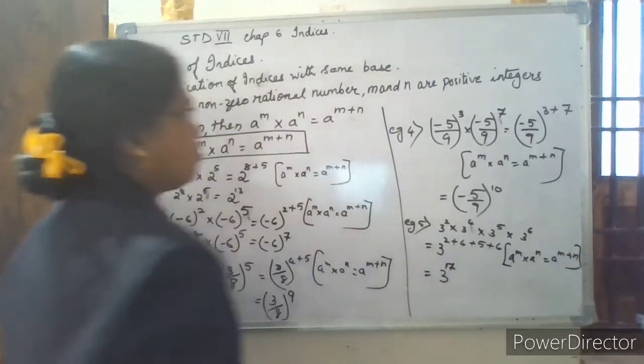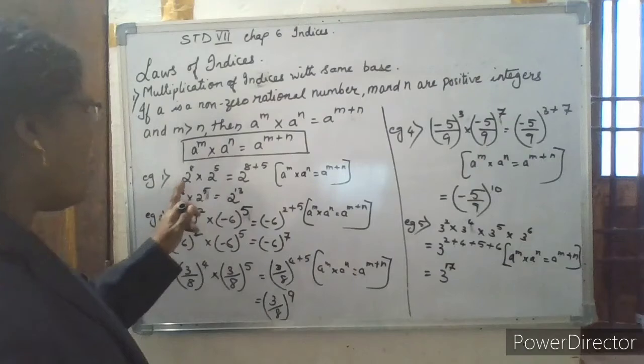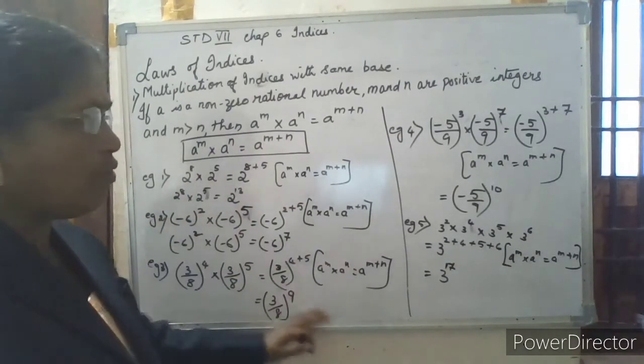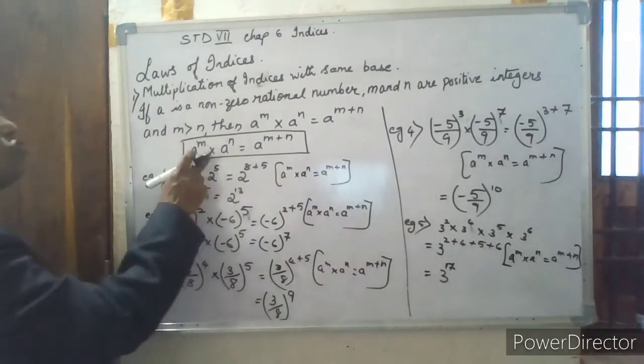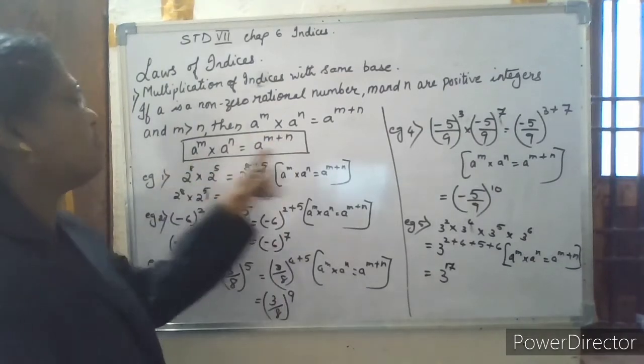In this way we can multiply the indices when we have the same base. Only for the same base can we multiply the indices using the law a raised to m into a raised to n is equal to a raised to m plus n. This law must be learned by heart.